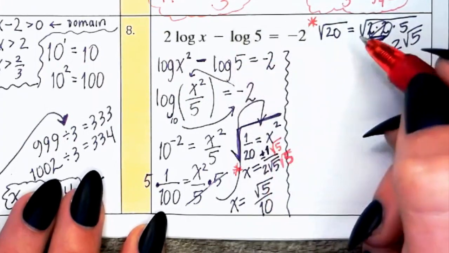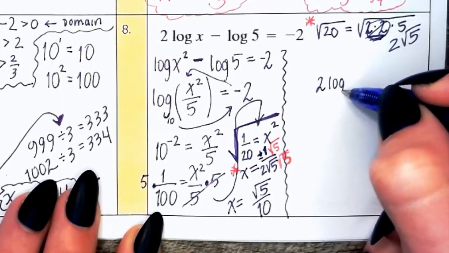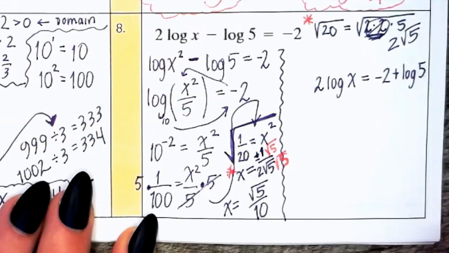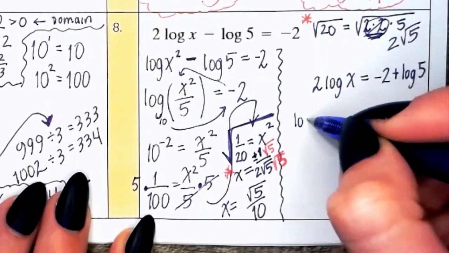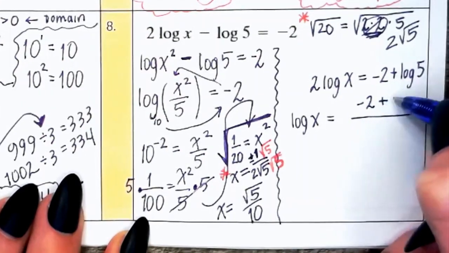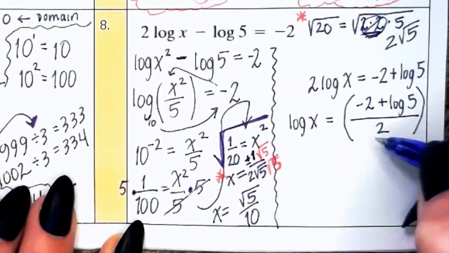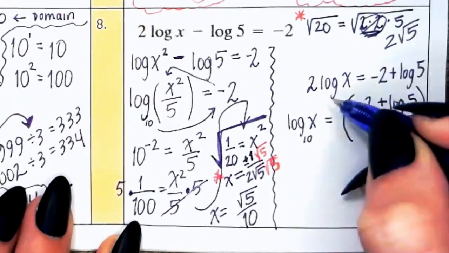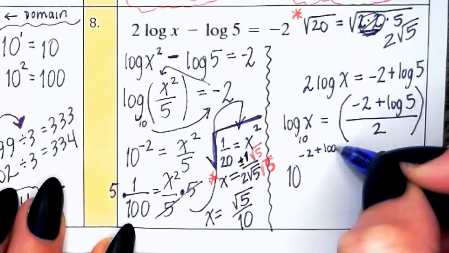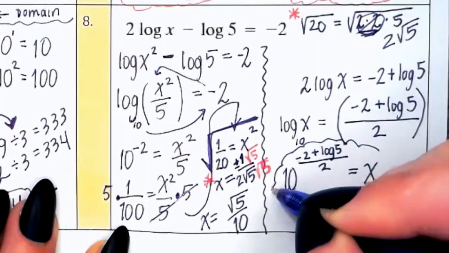So the other option, some people, they just added log 5 to the other side, and that's legit. You can do that. So we'll have 2 log x equals negative 2 plus log 5. Divide both sides by 2. Log x equals. Now you can write the whole thing over 2, or you can put a 1/2 in front of parentheses. They are equivalent. Now, I know this is big and weird and strange to do, but I can change this to b to the y equals x. That means 10 raised to the negative 2 plus log 5 all over 2 power equals x. So that works. It's fine.